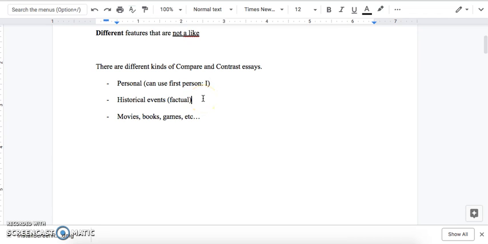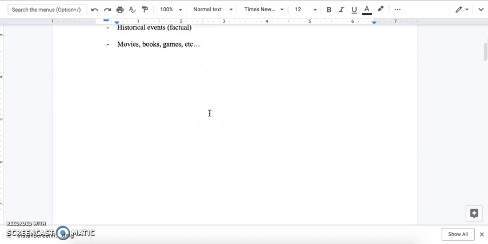You could compare and contrast 2 historical events or something that happened in history. You could compare and contrast 2 of our old presidents or 2 wars from America. So that's very factual, so you wouldn't be able to use I with that. Then you could also compare and contrast basically anything, so movies, books, games, maybe the way in which your friends like to play a game compared to the way in which someone else likes to play a game. So you can definitely do that.